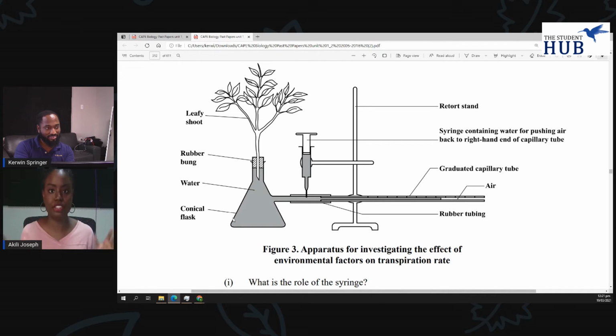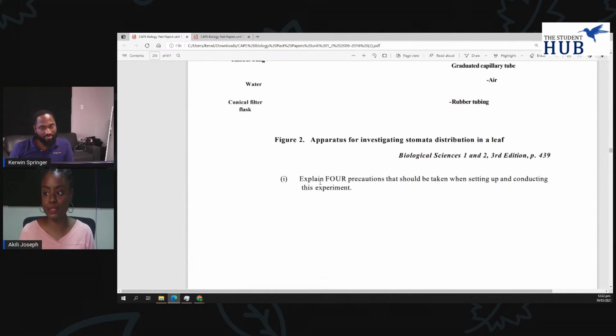So let some transpiration happen, and then you squeeze down your syringe in order to move this meniscus back towards the end of the tube. So you're resetting the apparatus before you start to record measurements, right? So any one of those precautions that I have said there, one specific to the experiment that they're asking us to apply it to, as well as precautions associated with the general setup of this apparatus, would work for answering the first part of the question here, where it says to explain 4 precautions that should be taken when setting up and conducting this experiment.